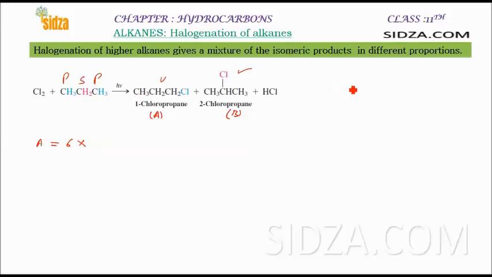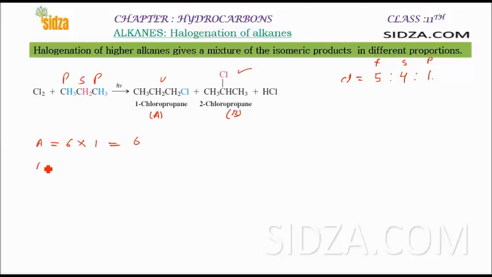For the chlorination, we know that chlorination always follows the order 5 is to 4 is to 1. Remember this order. For any alkane, when we do the chlorination, the tertiary hydrogen is 5 times, secondary 4 times, and primary 1. So here the number of hydrogen atoms is 6, and the reactivity of the primary hydrogen atom is 1. So the total is 6.